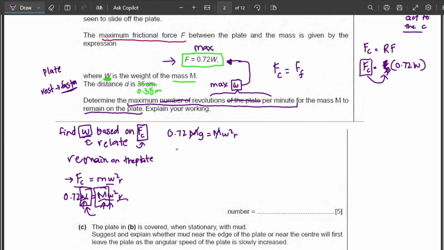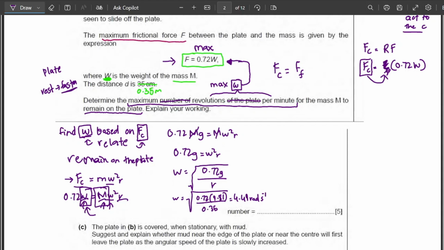You don't need it anymore, and now you're just left with 0.72 g equals omega squared r, and now you can make omega the subject. So that's going to be 0.72 g over r, send the square to the other side, that's going to become a square root, and now you can plug the values in. So this is going to be 0.72 times 9.81 divided by 0.35, and this, I believe, is 4.49 radians per second.